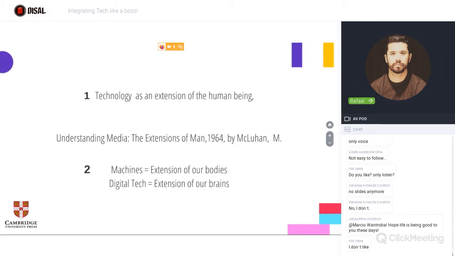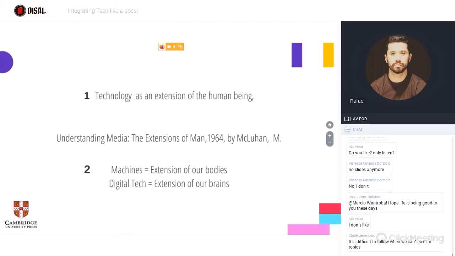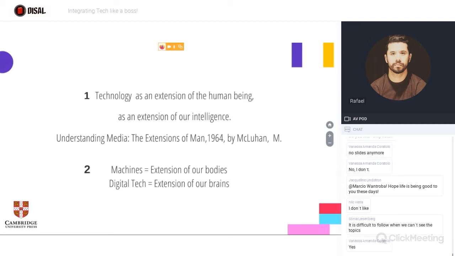And what I can conclude is, if tech is somehow an extension of us, no matter how that is, if it's a machine related to your body or a digital tech tool related to your brain, it is also an extension of our intelligence as a result. And fighting against technology is indeed the same as fighting against the development of human intelligence itself. So this is something super important here.